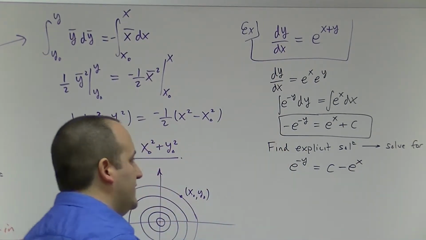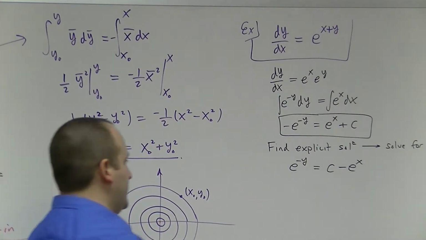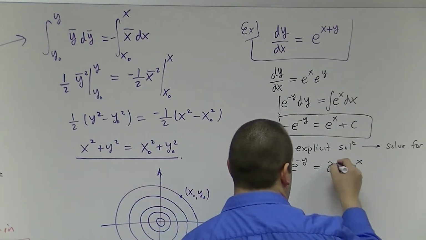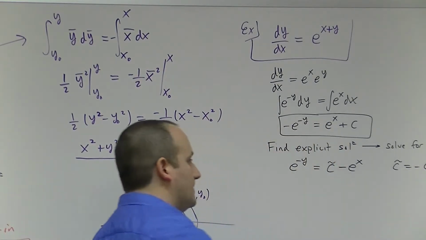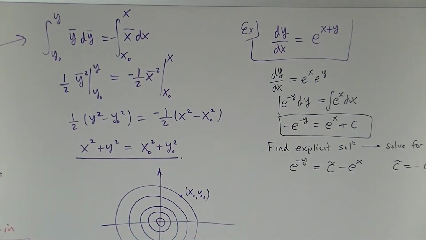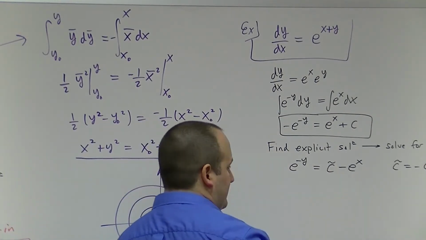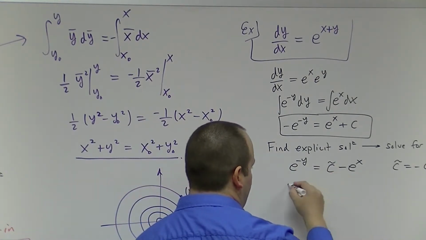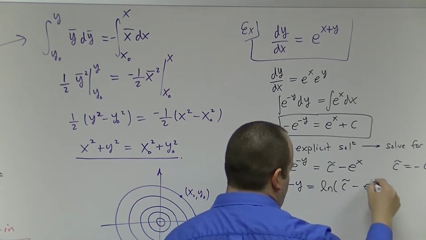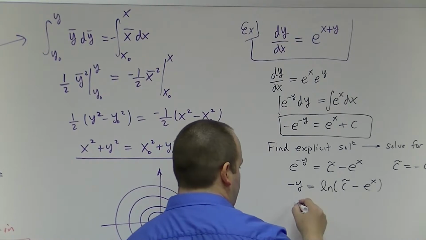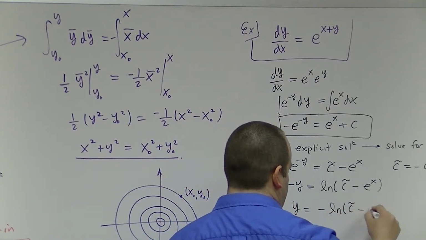Now that's a slight abuse of notation. What I've done is I've redefined the constant. So if that bothers you, I'll put a tilde on it. There you go. C tilde, it's minus C. All right. It bothered me. Good. Okay. That's good. And then now I can take the log of both sides, right? So I get minus y is the natural log of C tilde minus e to the x. And so there you go. Y is equal to minus the natural log of C tilde minus e to the x.